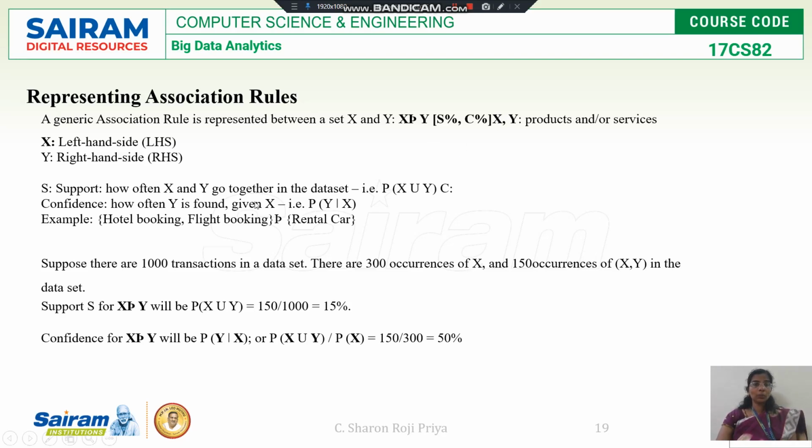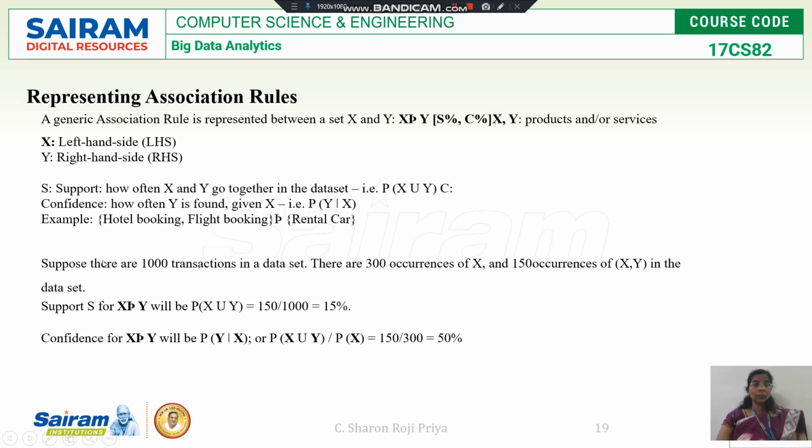Coming to support, how often X and Y go together in a data set is known as support. That is, X union Y is your support. And what is confidence? How often Y is found given X? That is the probability of Y given X.